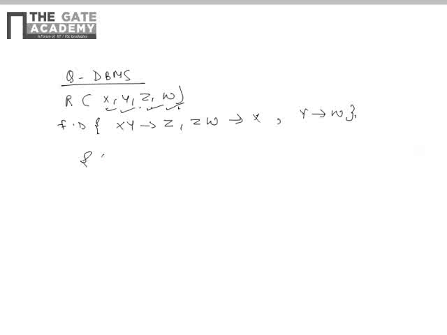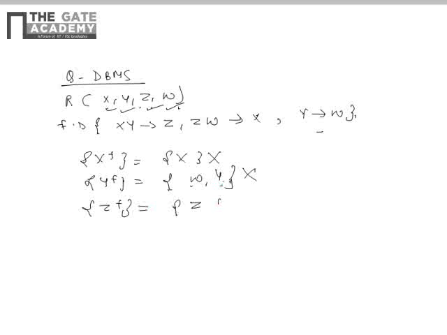So you check for x plus, the closure of x. There is no dependency like that, so it will be x only, so this is not our key. Then y plus: y determines w, and now w determines nothing, so wy is the only thing, so this is also not a key. Then z plus is again z, so this is not. Similarly w plus also won't be a key.